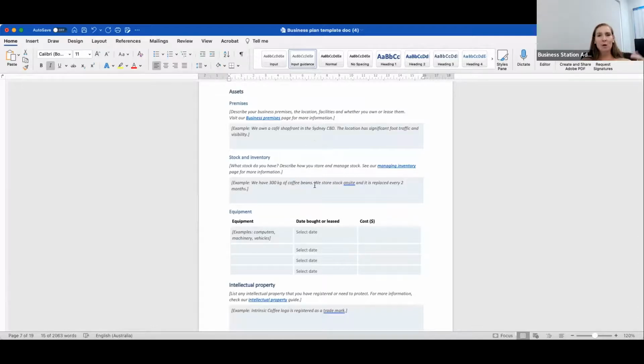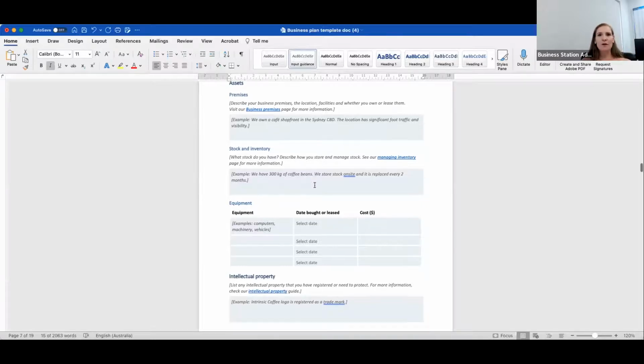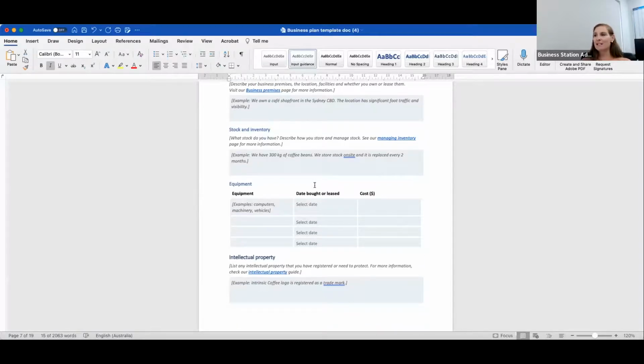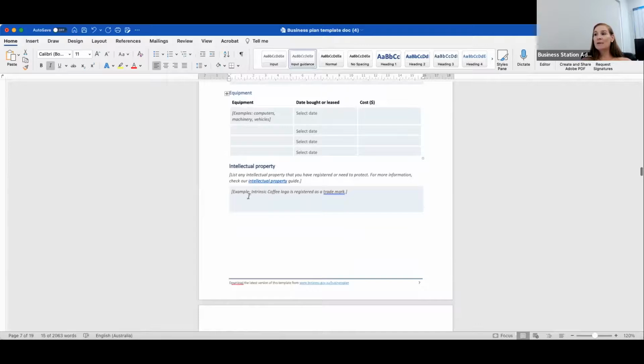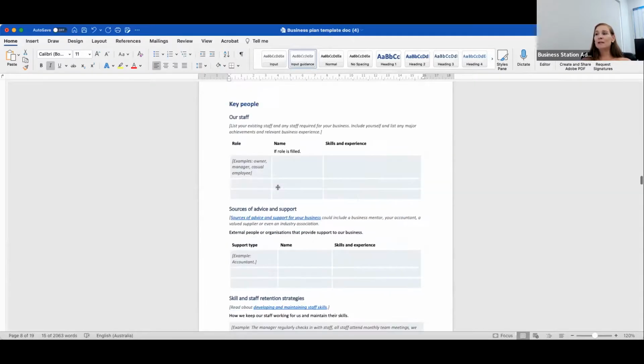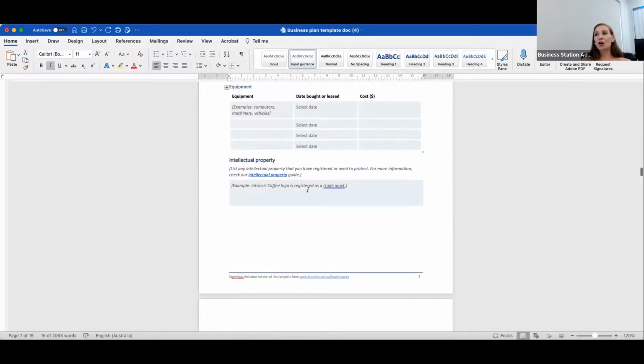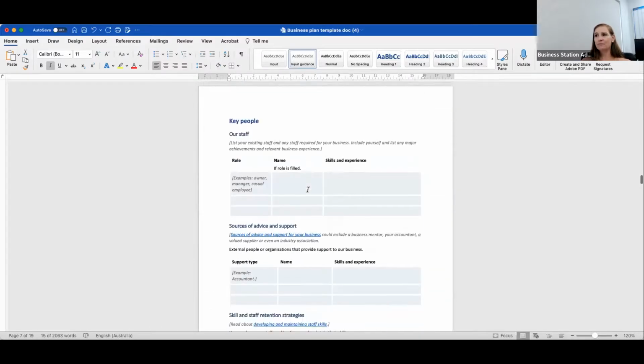Now, this is starting to get quite in depth in some of the more financial side of things, but very important for somebody that's looking into the business to get a feel for what it actually is and what it does. Equipment and IP as well. This might stimulate you to go, okay, I actually need this to be trademarked, or you need to have a look at registering some other IP.